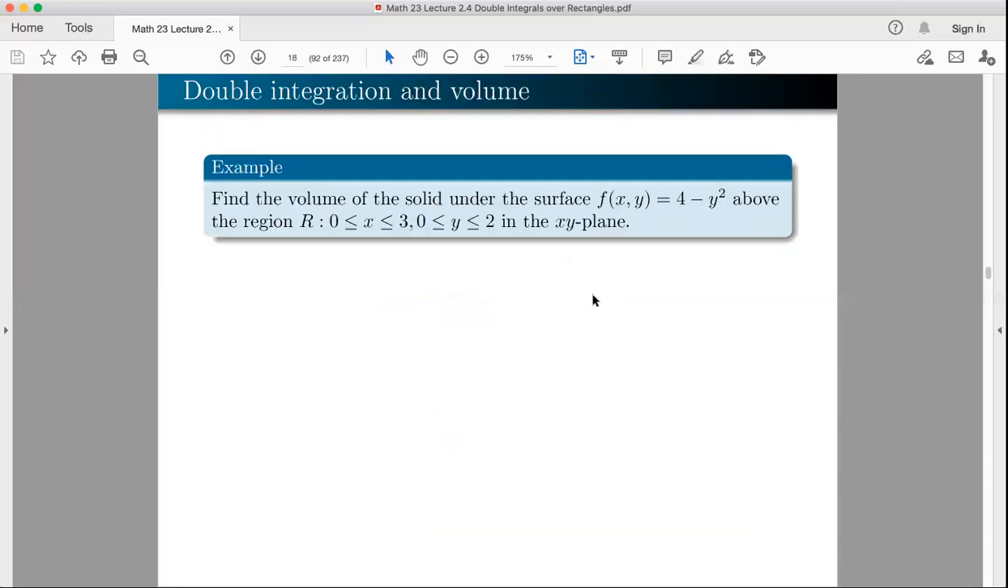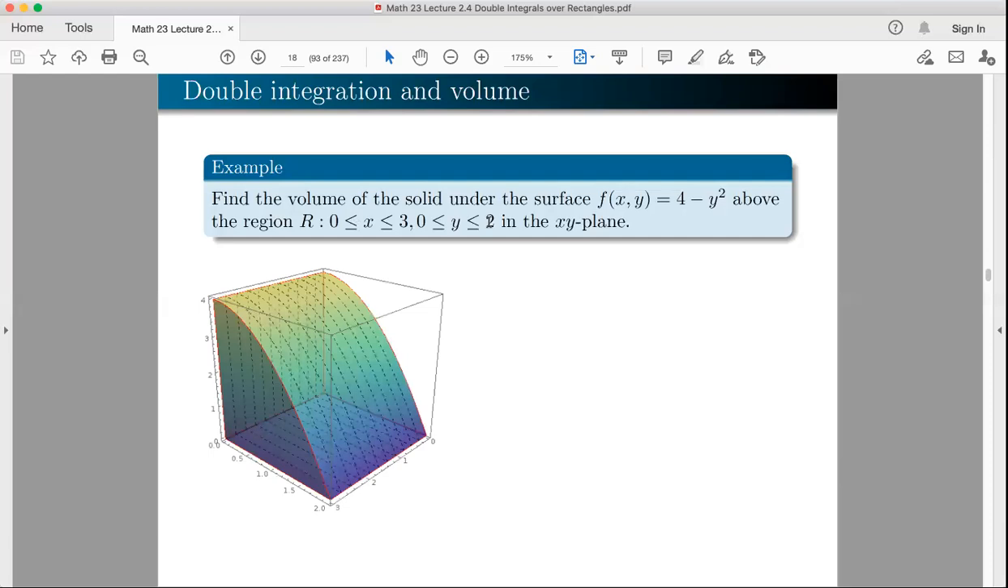Another example. What is the volume of the solid under the surface f of x, y equals 4 minus y squared above the region where x is from 0 to 3 and y is from 0 to 2? Take note that this is our figure here. Our x is from 0 to 3, so this is the x-axis there, and corresponding to the y-axis is 0 to 2.